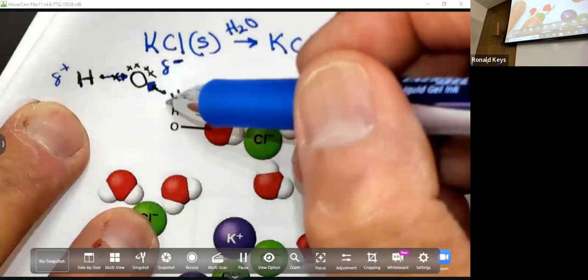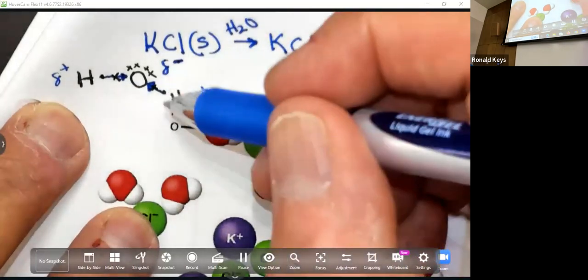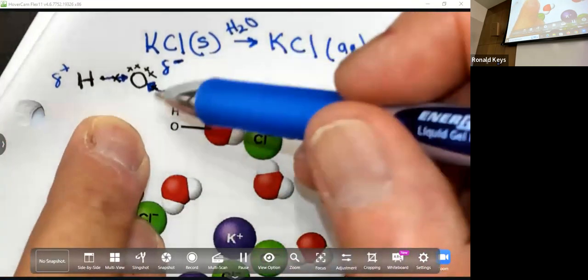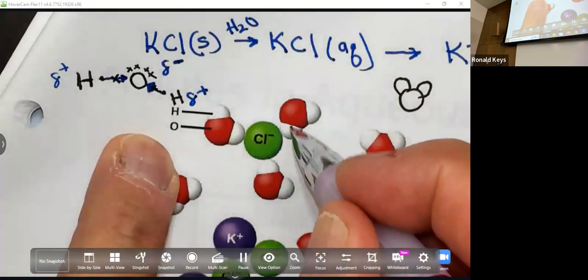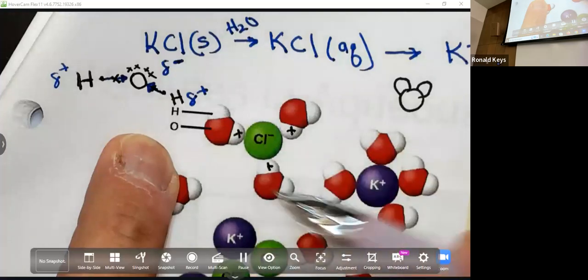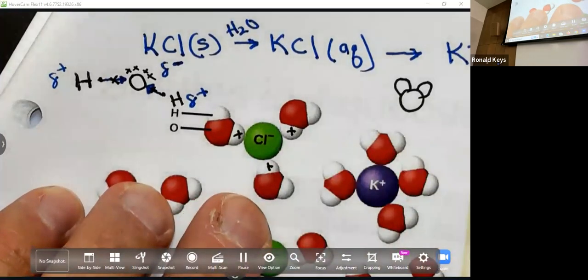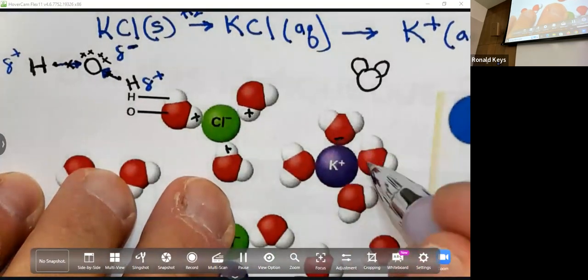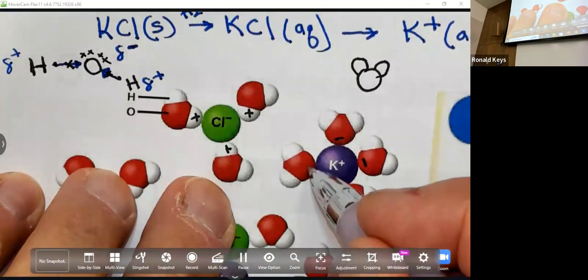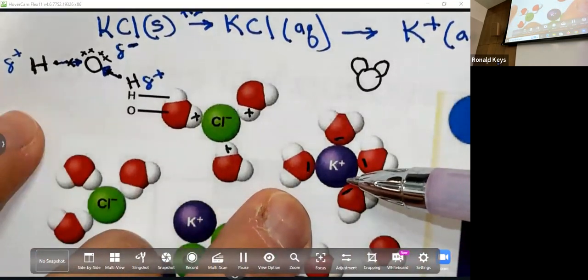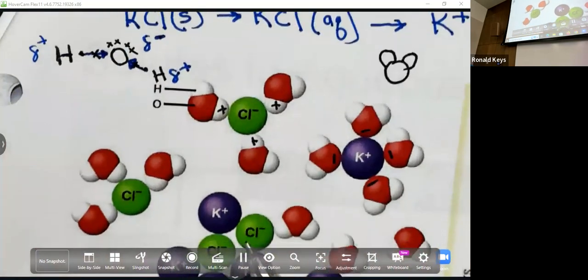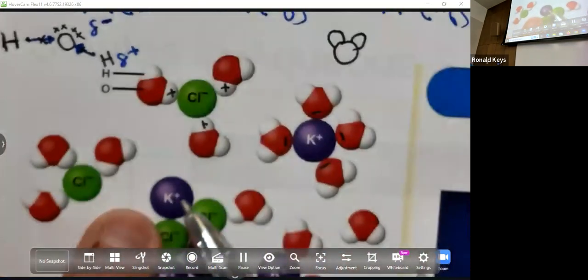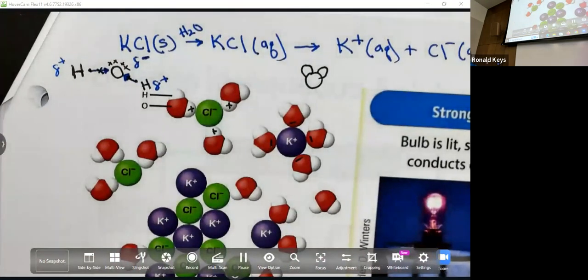Let me summarize that. It's just not an equal sharing of the electrons. Oxygen pulls the electrons towards itself. The oxygen is more negative and the hydrogen is more positive. So then we know that the positives of the hydrogens are going to be attracted to the negative chlorides, and the negatives of the oxygens are going to be attracted to the positive ions. Again, if water has the ability to split up this attractive force between the positive and negative ions, we say that it dissolves. If not, it does not dissolve.